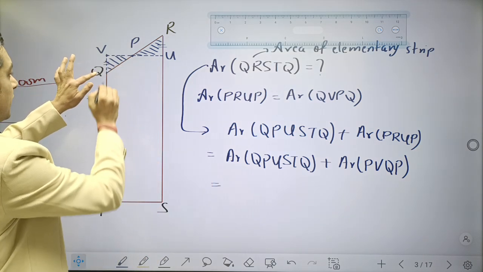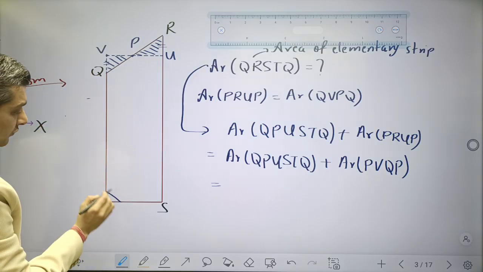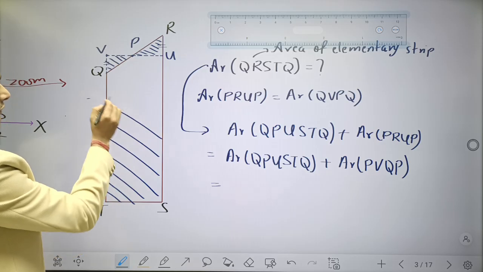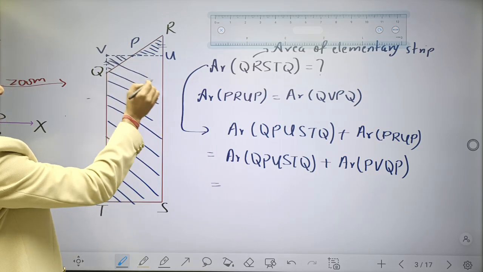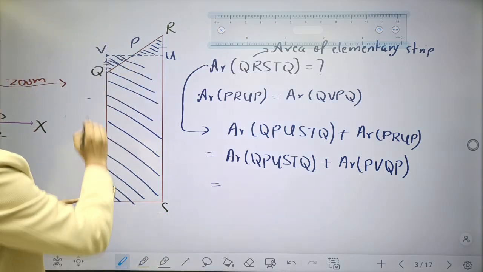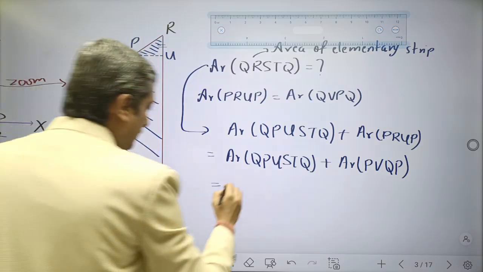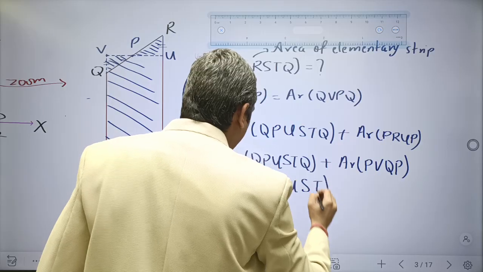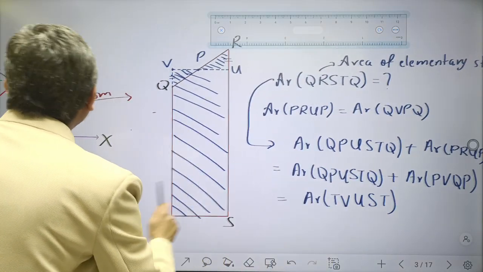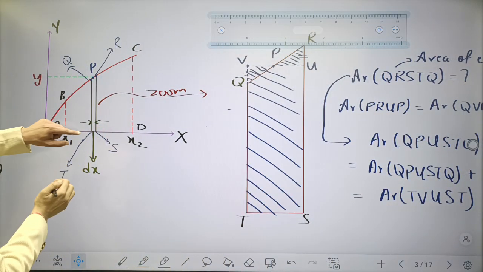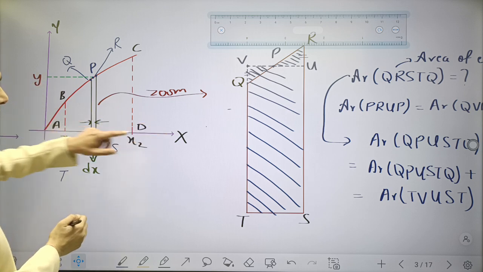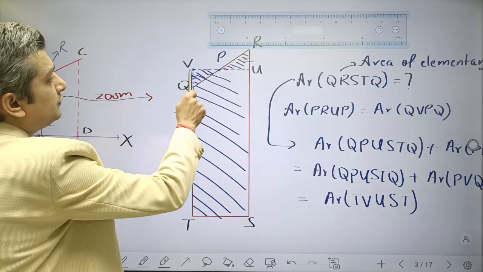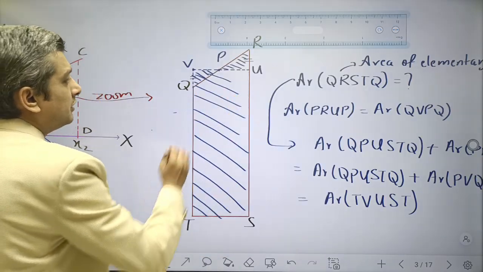QPUST plus this area, this will form the area of this complete rectangle. Are you getting? That is area TVUST. And what is the height of P? P is at a height of distance y from the x-axis. So the area of this rectangle TVUST, we have to find.